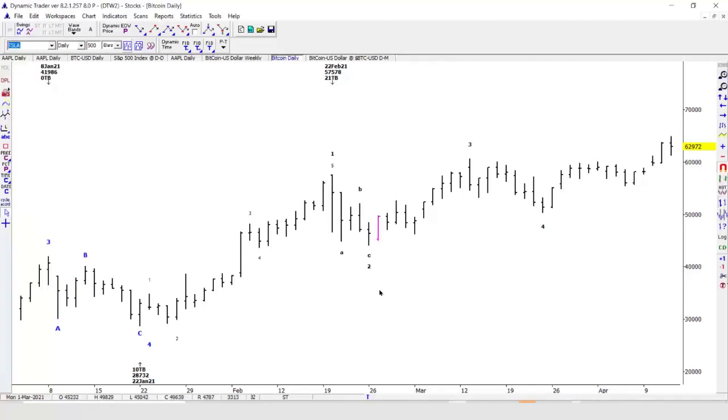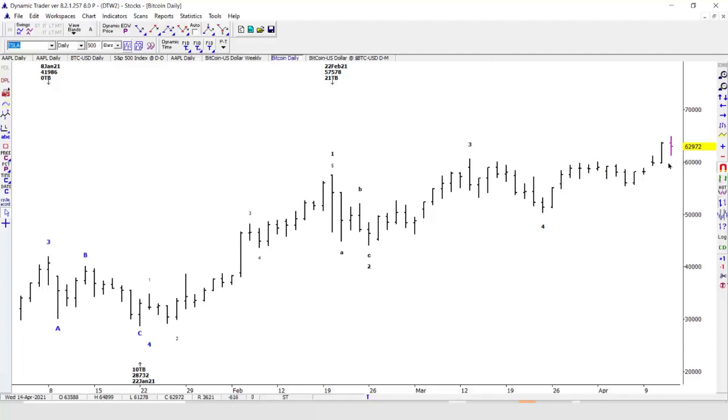So that's all information, just basic rules and guidelines. Really simple. It's also information we had in our reports in advance, recognizing that this is probably an ending diagonal. And a lot of people, of course, were getting really bullish for Bitcoin around this period of time because it just kept making higher highs and higher highs. But we recognized that the end was near.